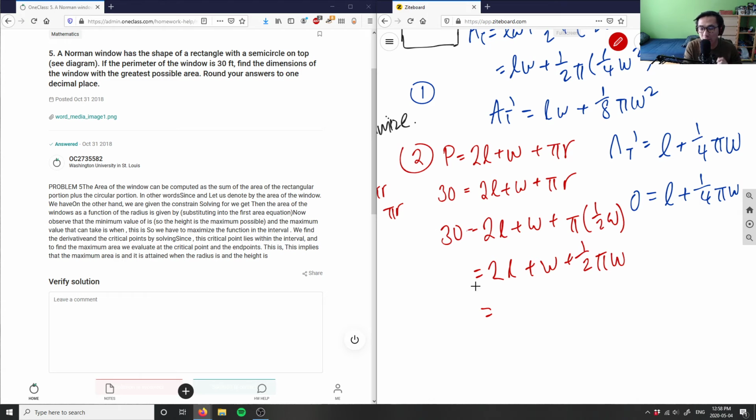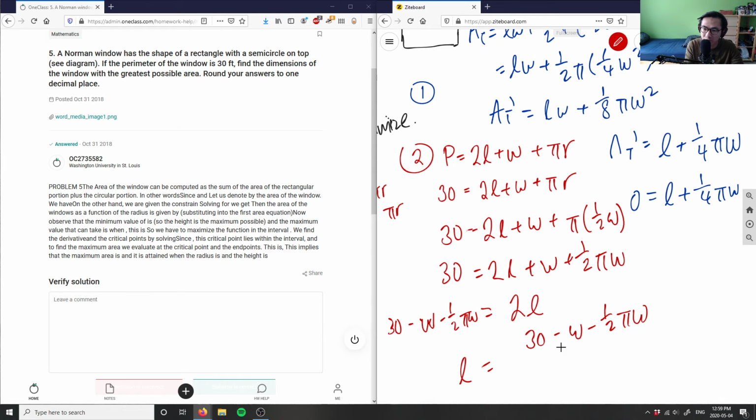Basically here I want to isolate for L, right? I don't really care about these guys here. So if I want to isolate for L here, I can simply move all the w's to the other side. So I have 30 minus w minus half pi w equals 2L. Finally, L here equals this monster of an equation here, right? L equals 30 minus w minus half pi w all over 2.